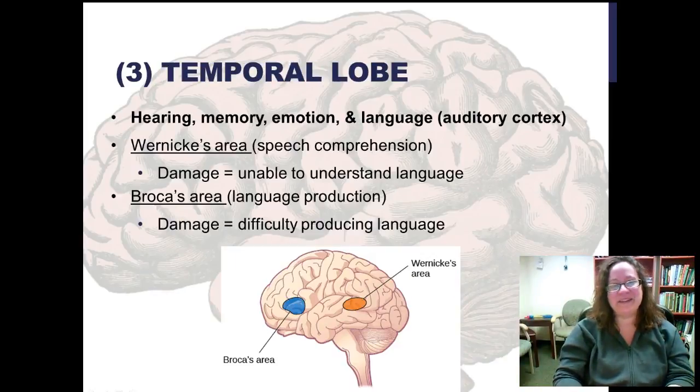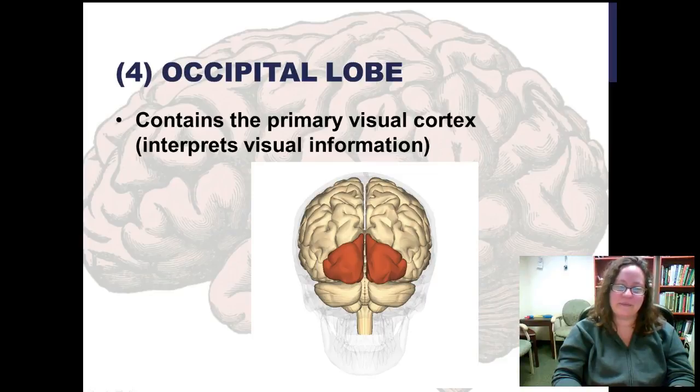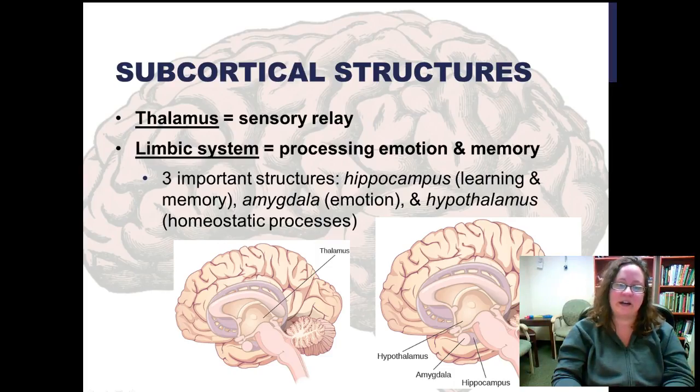The temporal lobe helps really with auditory information. So we see Broca's area in there as well as Wernicke's area. Broca's area, if you have damage there, it's hard for you to produce language. In Wernicke's, it's hard for you to understand language. And there's some videos on the internet you could Google for both of these if you were interested to see more about that. The occipital lobe, this is where we've got the primary visual cortex, so it's helping us to understand what we see.